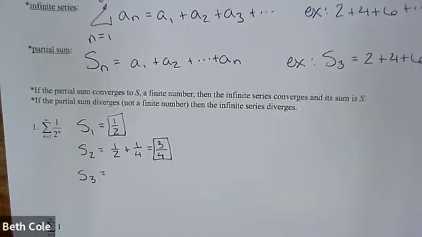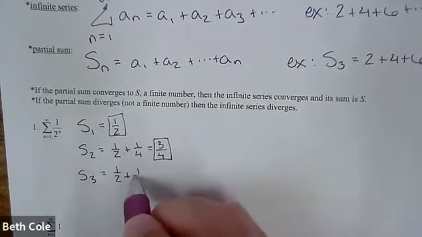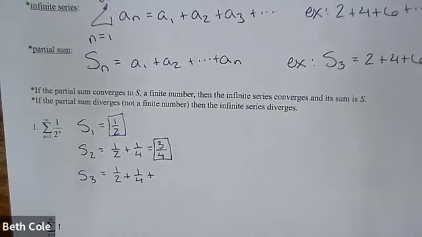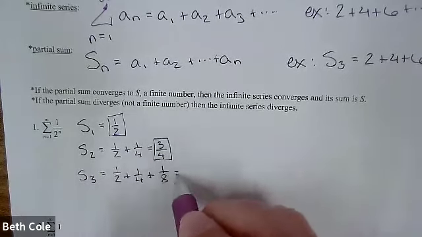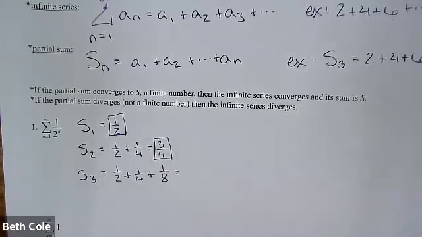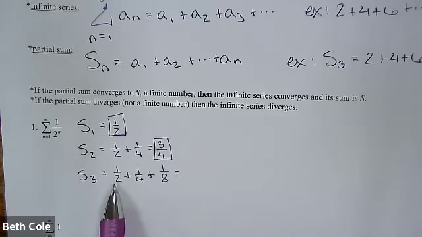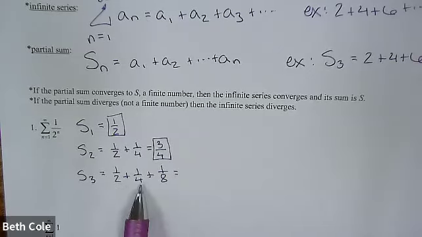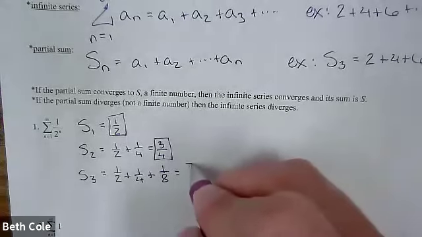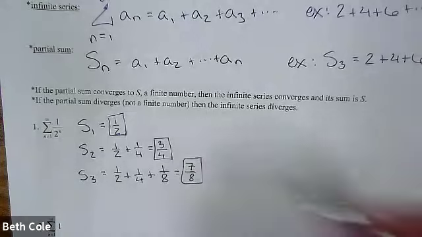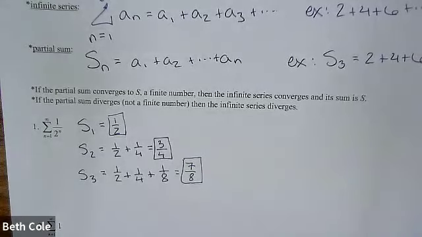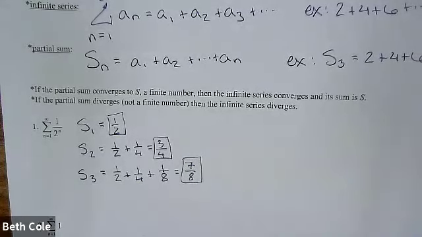So if you sum up the first 3 terms, it's going to be 1/2 plus 1/4 plus 1/8. Now let's talk our way through that, because the first 2 are kind of intuitive. You would need a common denominator, which would be 8. So this is 4/8 plus 2/8 plus 1/8. So 7/8. Yeah, and that's what we're about ready to write.